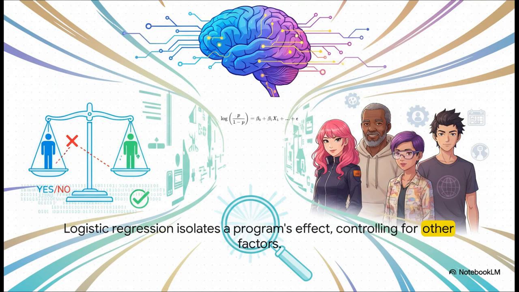But what happens when the outcome you care about isn't a number, but a simple yes or no? Did this person get rearrested? It's either yes or no. That's where a special tool called logistic regression comes into play. It lets us calculate the probability of that yes, isolating the impact of the diversion program while mathematically accounting for the fact that younger people or people with more priors might have a totally different baseline risk to begin with.